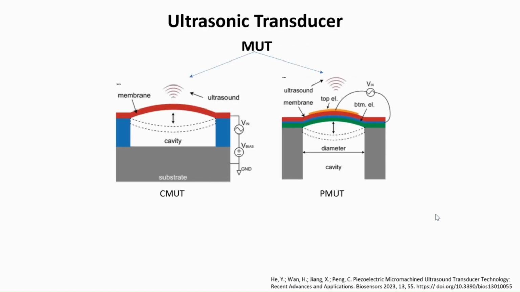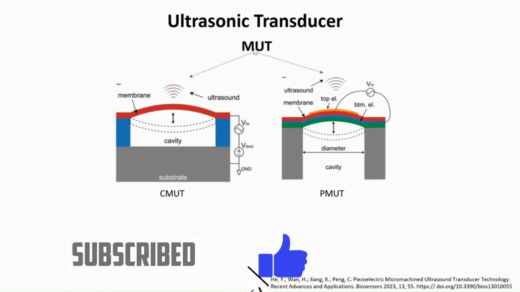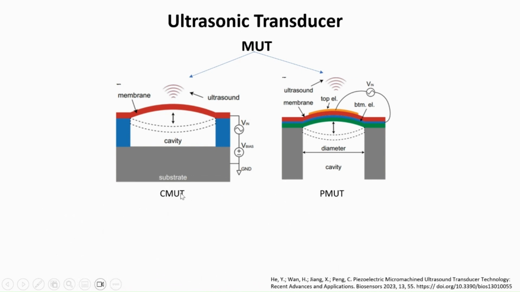The next topic, the second topic I'm going to discuss, is the ultrasonic transducer. Here it's called a MUT. MUT means micromachined ultrasonic transducer. In micromachined ultrasonic transducers, there are two types. One is a CMUT, which is the capacitive micromachined ultrasonic transducer, and the other is a PMUT, which is the piezoelectric micromachined ultrasonic transducer. I will be explaining how a CMUT and a PMUT work here.